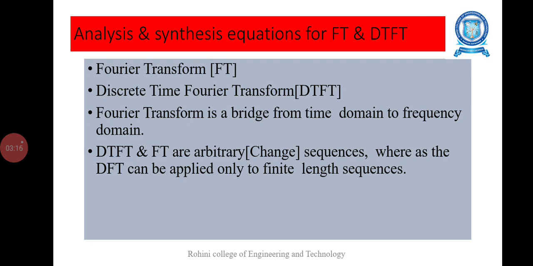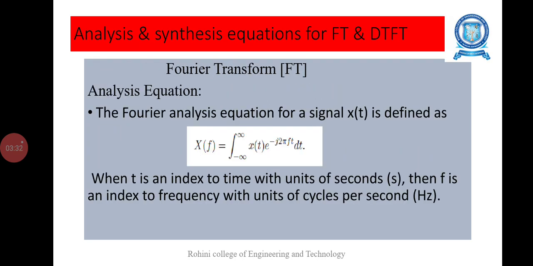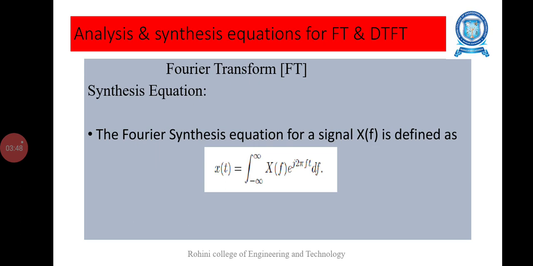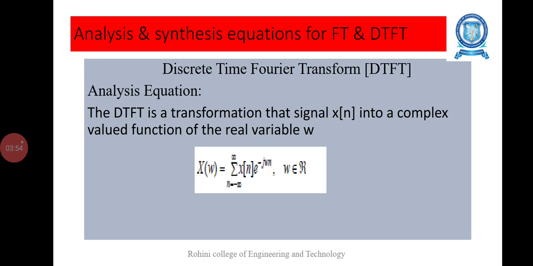First we are going to study the Fourier transform, next the discrete time Fourier transform, and next the discrete Fourier transform. It is a bridge from time domain to frequency domain. DTFT and FT are applied to arbitrary length sequences, while the DFT can be applied only to finite length sequences. Well, for the Fourier transform, the analysis equation: the Fourier analysis equation for the signal x of t is defined by the given equation, where t is the index to time, in units of seconds, and f is an index to frequency, in units of cycles per second. And the synthesis equation of the signal x of f is given by the equation below.